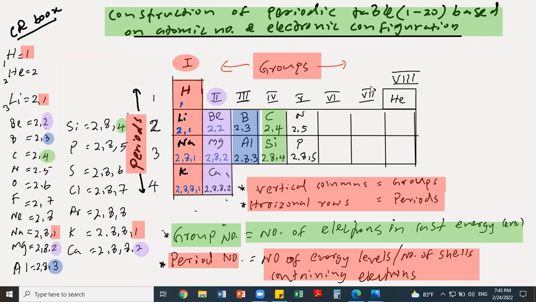I'll use, say, this maroon color. What is that? Nitrogen and phosphorus. Nitrogen and phosphorus. So they all come to the same group.